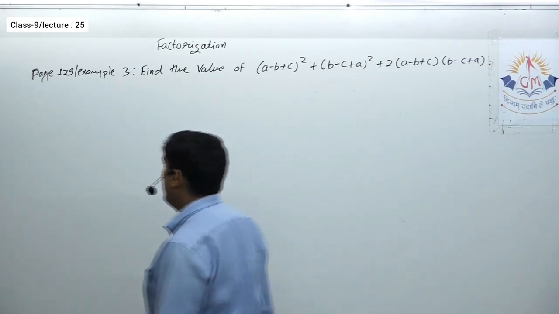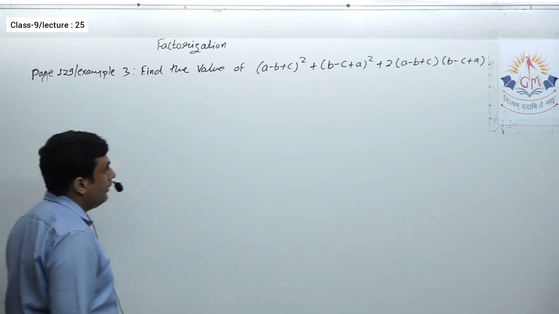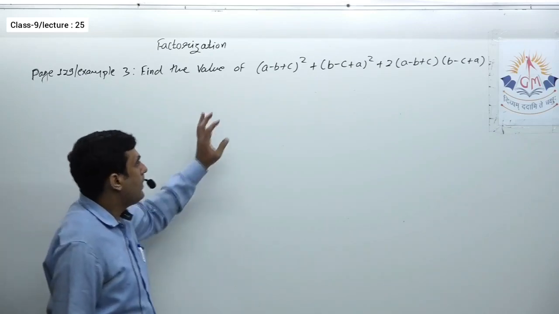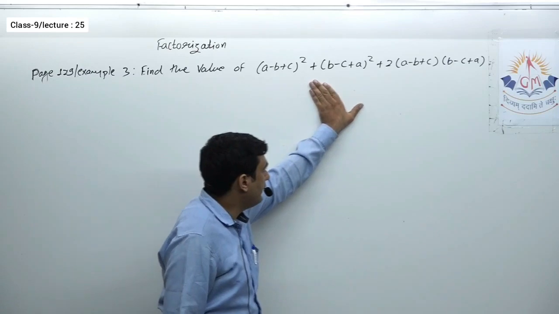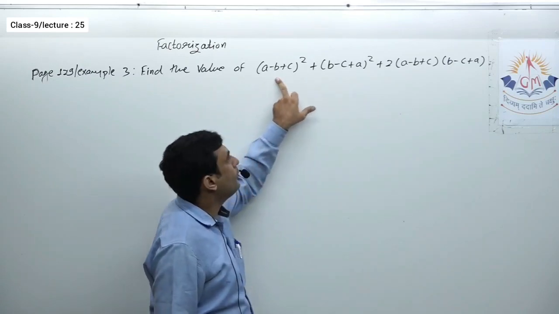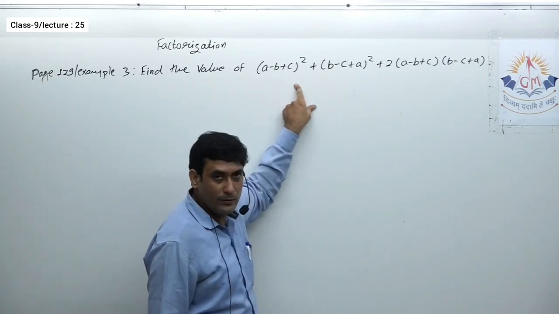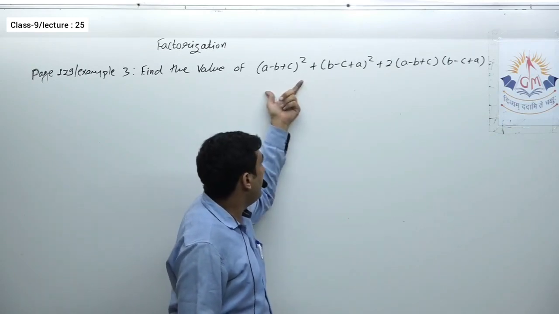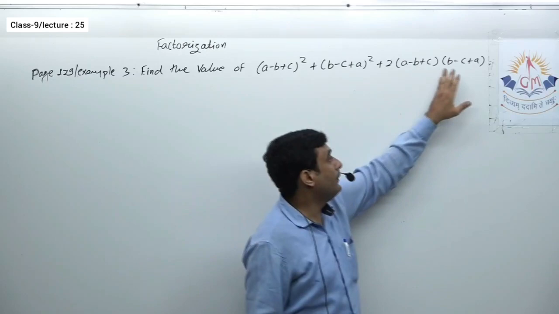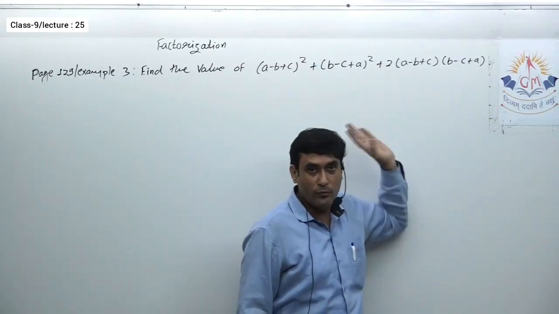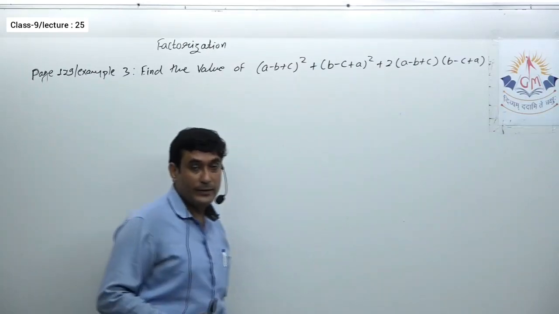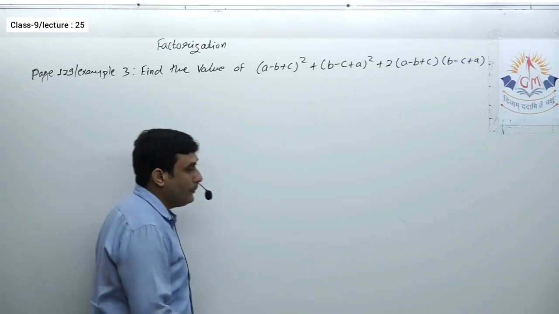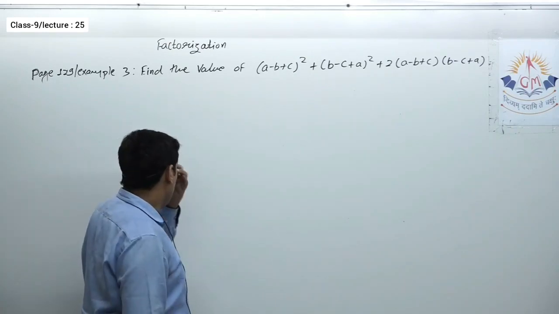Okay, so let us see how to find the value of this. One thing is very sure, definitely I am not going to apply the identity of a plus b plus c whole square. That means by expanding this and multiplying these two, I am not going to find the value. It will be very tedious, time consuming, might be complicated. So then what to do?